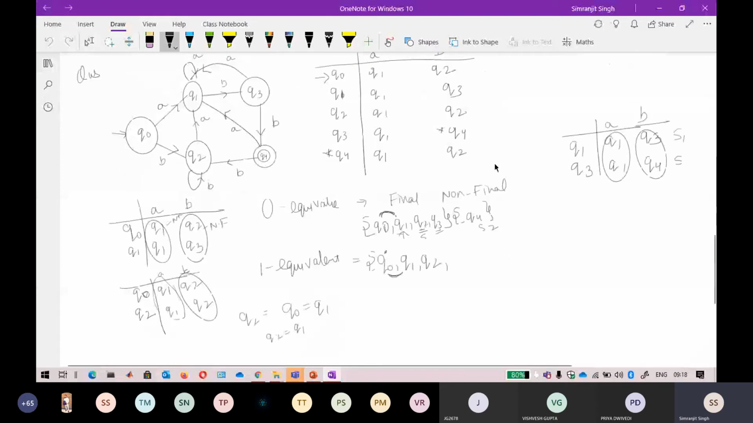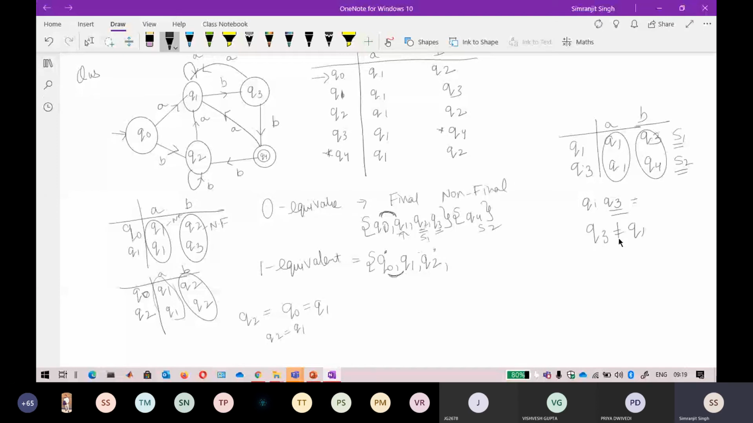This belongs to set 1 and this belongs to set 2. It means that Q1 and Q3 are not equivalent. By contrast, if Q1 is not equivalent to Q3, then Q3 is not equivalent to Q1, and it is also not equivalent to Q0 as well as Q2. If you want to check it again, you can, but if this property follows, we do not need to worry about it.